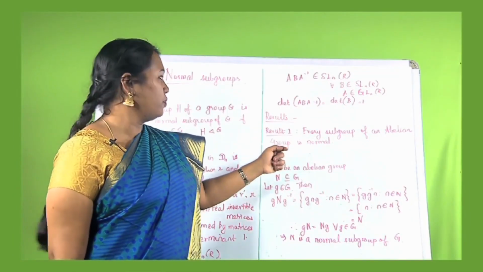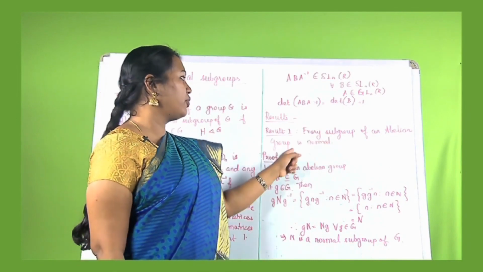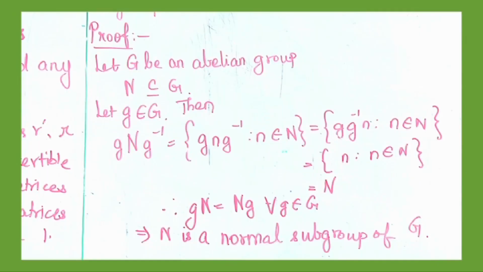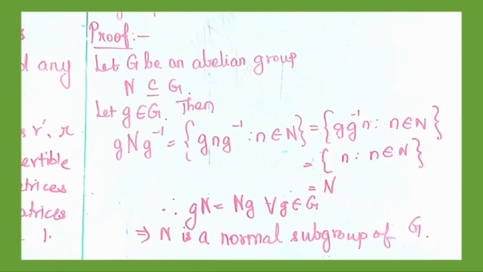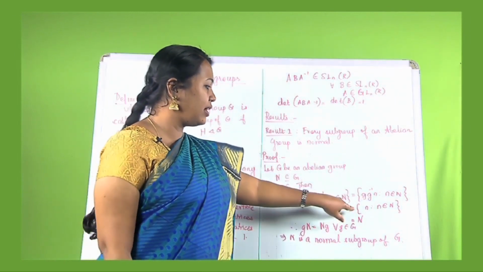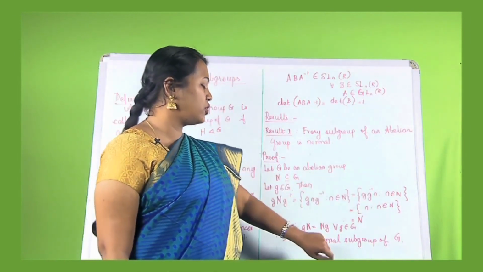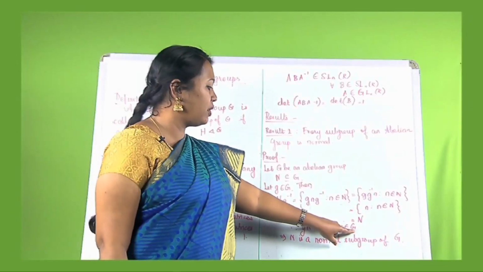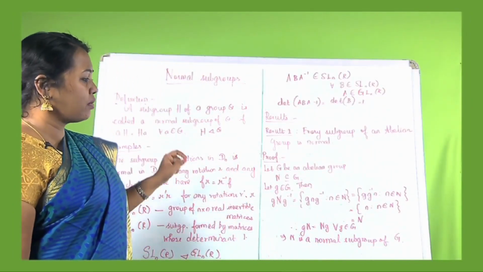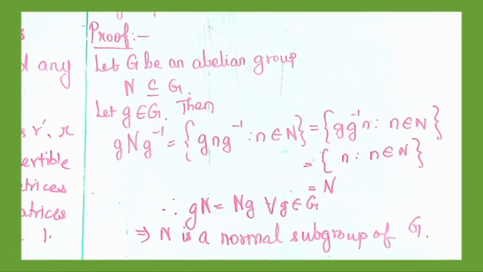We shall see some results now. Result 1. Every subgroup of an abelian group is normal. Proof. Let G be an abelian group. Let us consider N to be a subgroup of G. Let g belong to G. Then gNg inverse is equal to the set of all elements gng inverse such that n belongs to N. This can be written as g g inverse n such that n belongs to N. Obviously, g and g inverse will get cancelled, and therefore we are left with the set of all n such that n belongs to N, which is nothing but the set N itself. Therefore, gN is equal to Ng for all g belonging to G, thereby satisfying the condition of a normal subgroup, and therefore N is a normal subgroup of G.